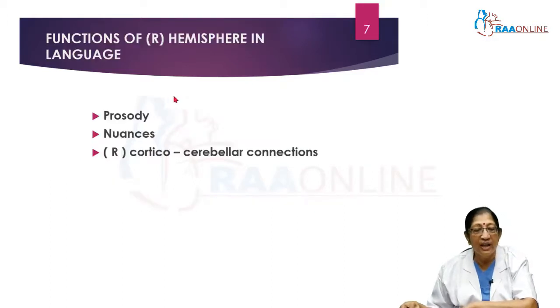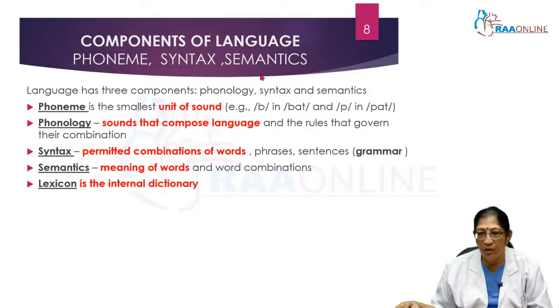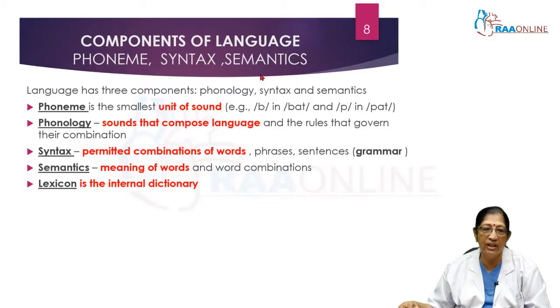So, functions of the right hemisphere, why did I go into that? Because functions of the right hemisphere will be the prosody, nuances and corticocerebellar connections. The prosody is the ups and downs in our speech and that is very, very important. The components of speech and language will be the phoneme, the syntax and the semantics. You know, all high sounding words. Let us see what they are.